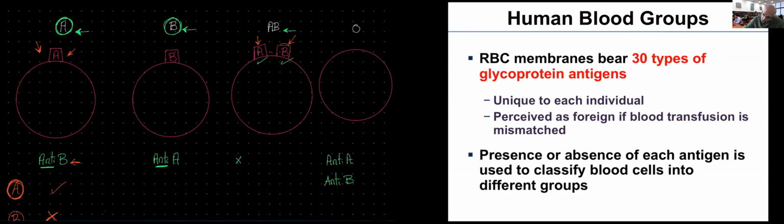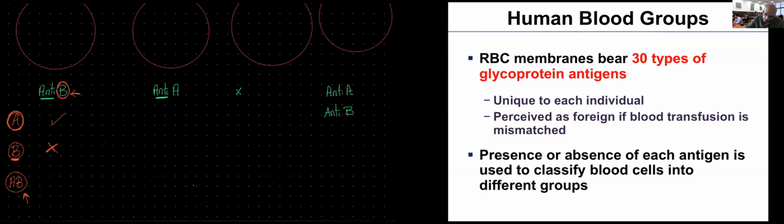So would the antigen meet an antibody? What do you think? Would the antigen meet an antibody that I'm producing? If I have A and B, so I have antigen B on the surface of the transfused cells. So what's going to happen? Antigen B will be attacked by anti-B, and this will cause the red blood cells to be destroyed.